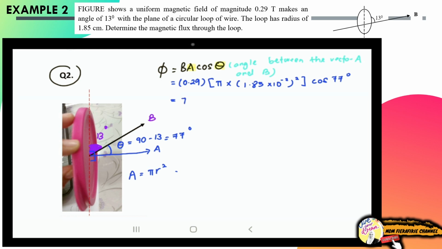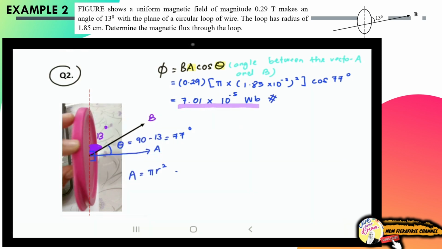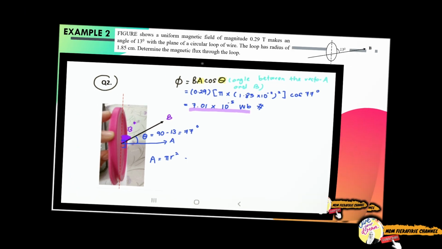So the answer is equal to 7.01 times 10 exponent negative 5. The unit is Weber. So this is the answer. So we finish question number 2. Easy, right? Let's proceed to question number 3.